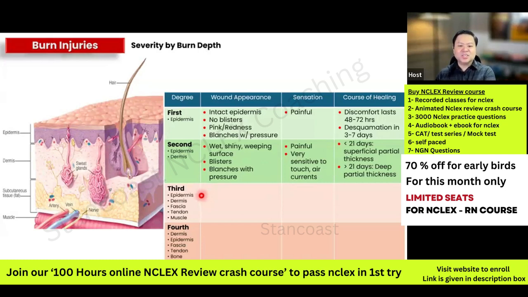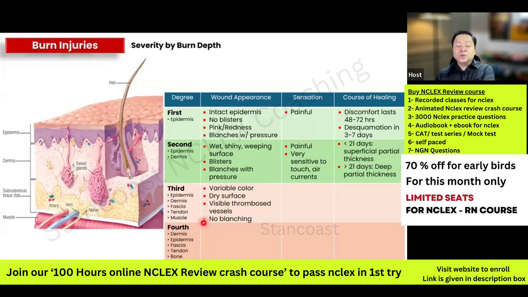Now, the patient here will have a characteristic variability in the color of the burn. It could be a brownish or black area of burn. The surface will become dry. There will be some appearance of thrombosed blood vessels. There will be no blanching here because there's no more epidermis and dermis.